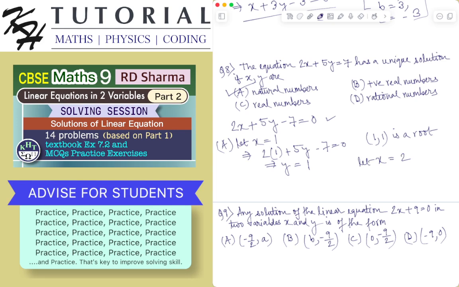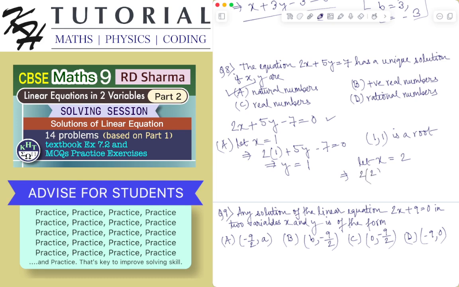If I put x equal to 2 in the given equation and try to solve for y, you will see that the value of y will not be a natural number. It will be something else. So the value of x cannot be 2, from where I can get the value of y as another natural number.